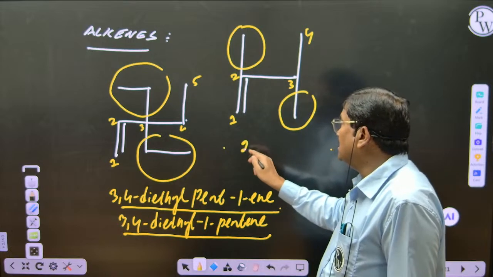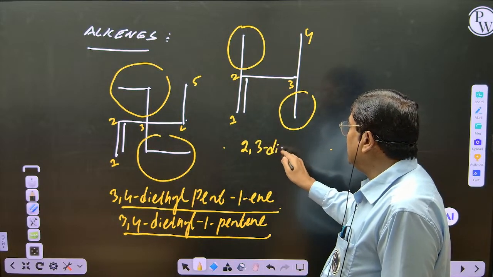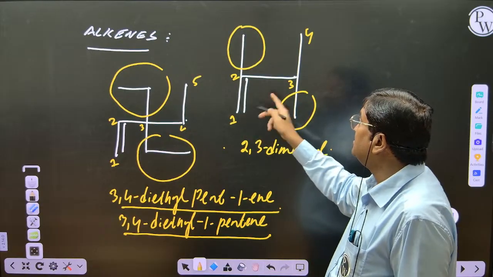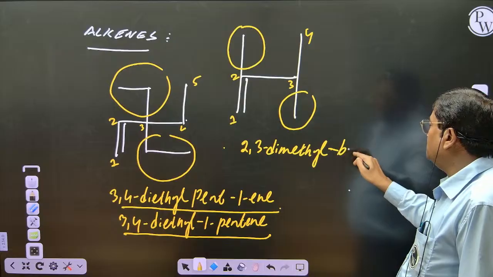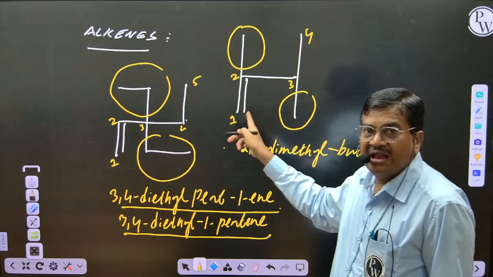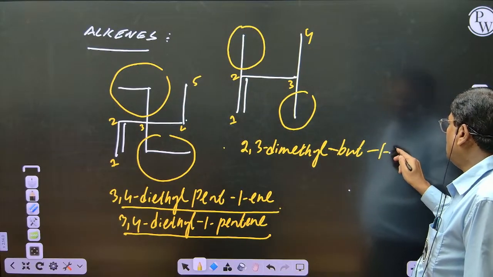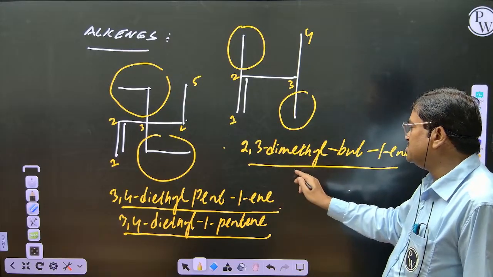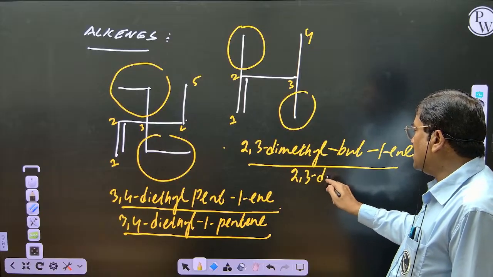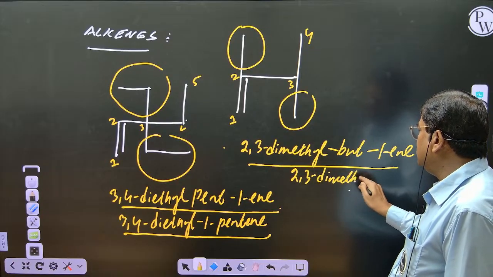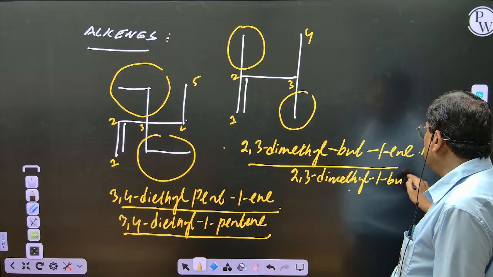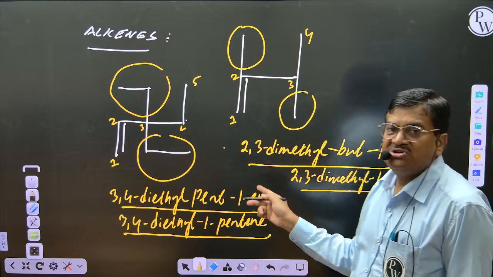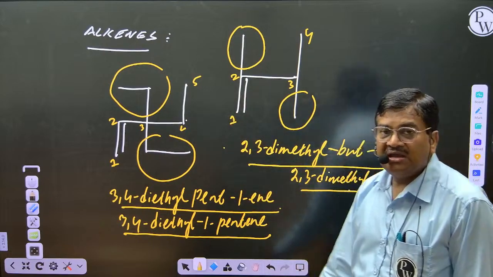So you have to mention 2, 3 dimethyl. No, two methyls are there. So I wrote dimethyl. What is the word root? But. But. Where is the address of double bond? 1. But-1-ene. Or you can even write 1-butene. Anyway, it is correct, student. Understood? But address you have to mention. 2, 3. You can even write like this: dimethyl 1-butene also you can write. Both the way it is correct. But position you have to mention. Where is the double bond located?